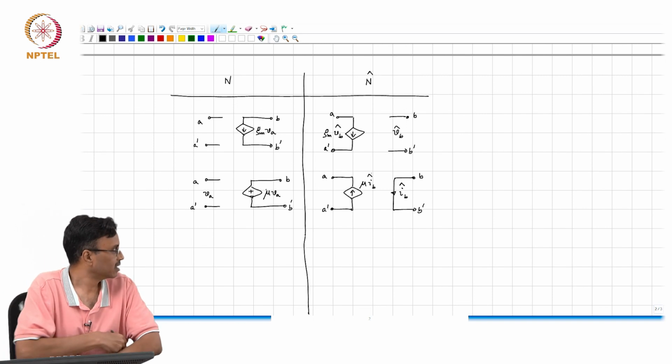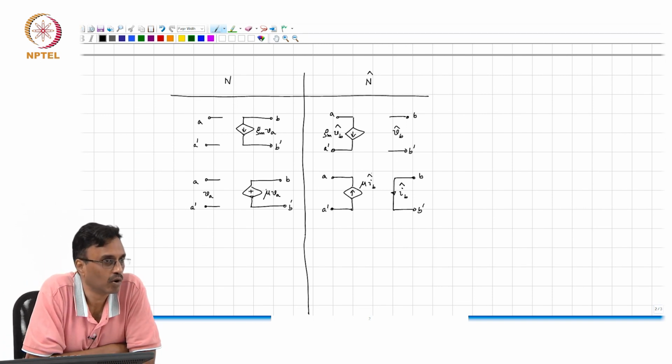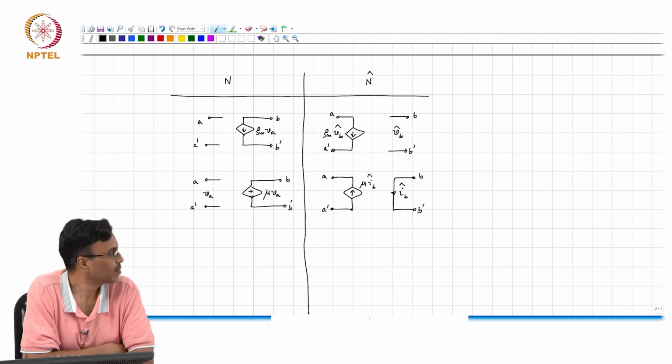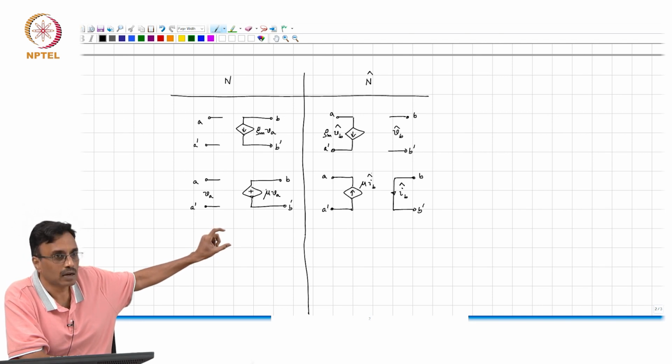All right. A common cause for confusion is the direction of the current. What can we say about the direction of the current? What's a good way of remembering what the direction is? Remember, in the original network, if you yank VA up, so if VA increases, what tends to happen to VB? VB will increase, assuming mu is positive.